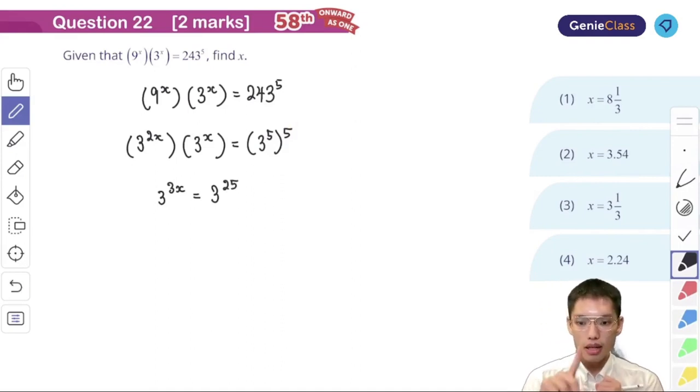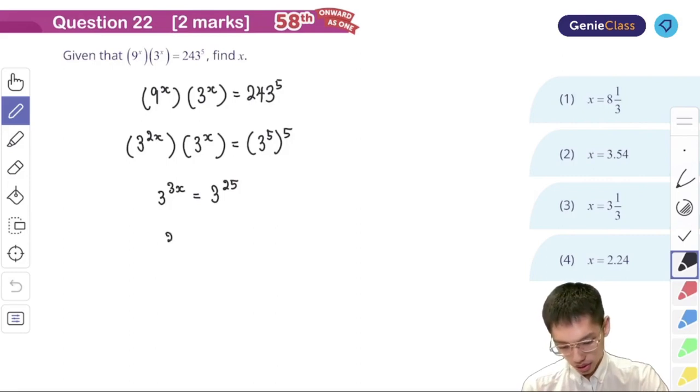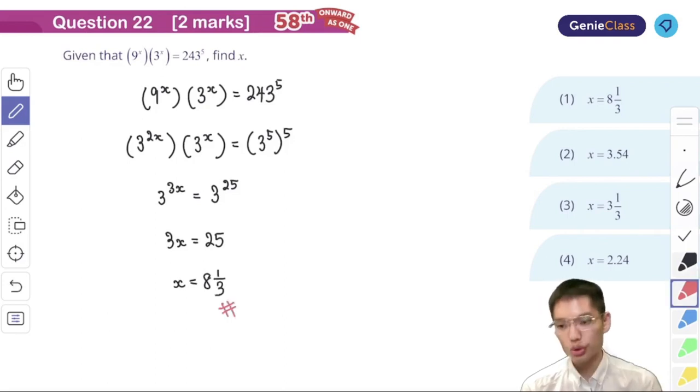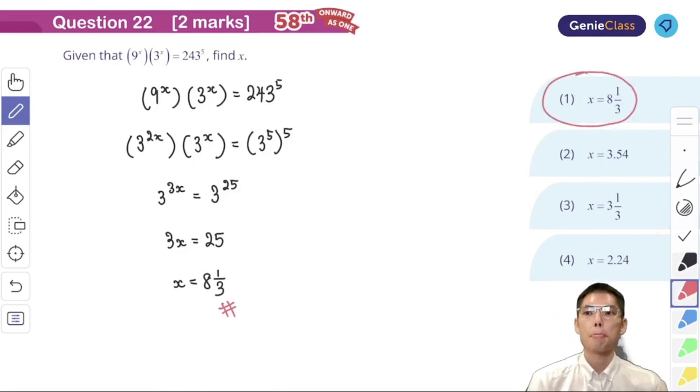Since the bases are the same and they are equal, that's why we have this. All we have to do boils down to this particular linear equation over here, which we'll touch on in Sec 1. So that's why number 1 is the answer. Just be familiar with your indices rules for this particular question.